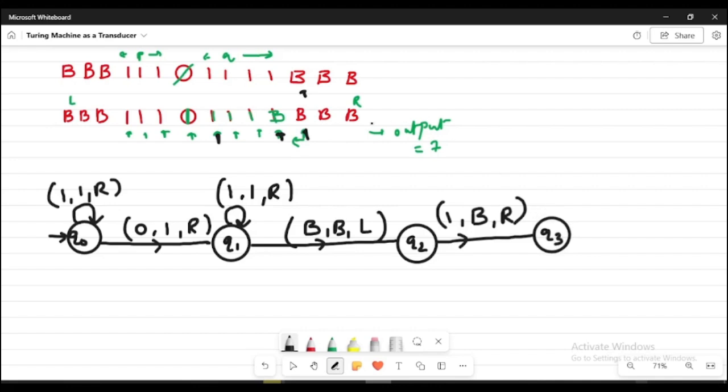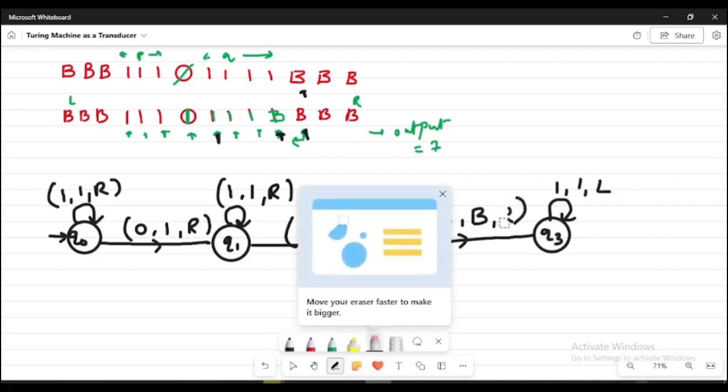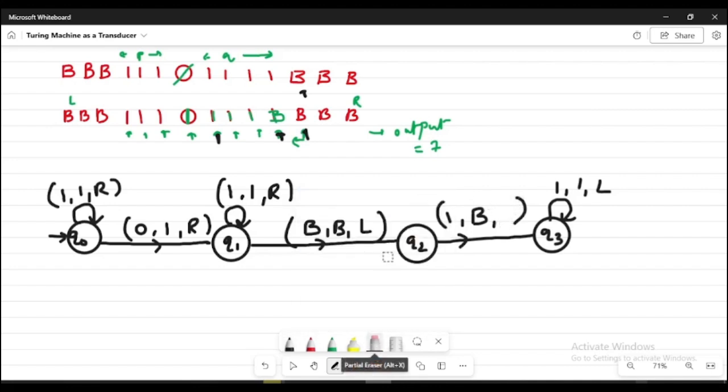After that you have to keep on moving. I told you, you have to again point the read write head to the first position where it started. So for that I keep on moving. Whenever you see 1, keep it as 1 and move in, sorry, I mean left direction. This is the mistake I made. You have to keep on moving in the left direction.